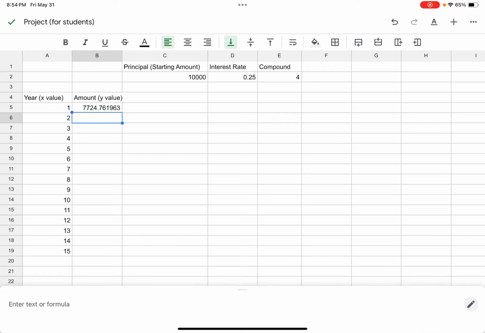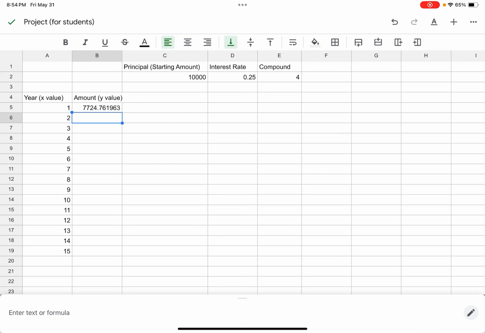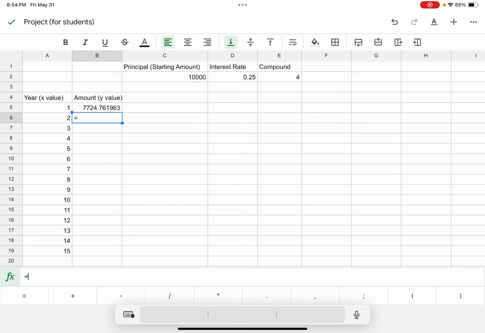Okay, now next you can do one of two things. I like doing it this way. It kind of shows what's happening. For year 2, I don't want to start paying based on the 10,000 anymore. I have paid some off. I'm down to 7,700. So now I want to hit equals, and I don't want to use the 10,000 anymore. I want to start to chip away from that 7,000 number.